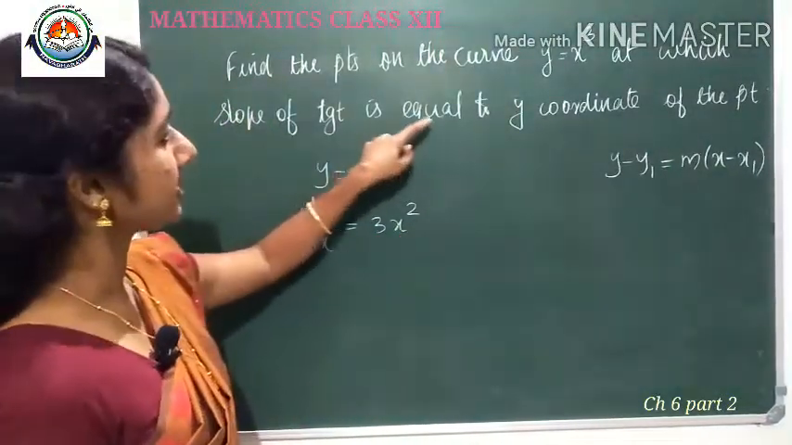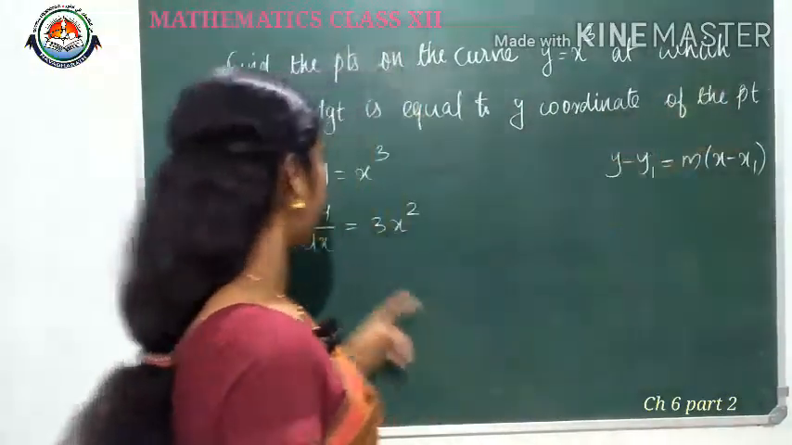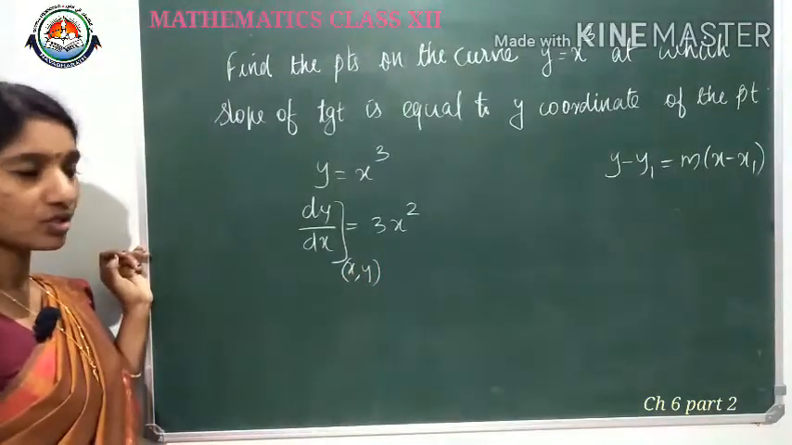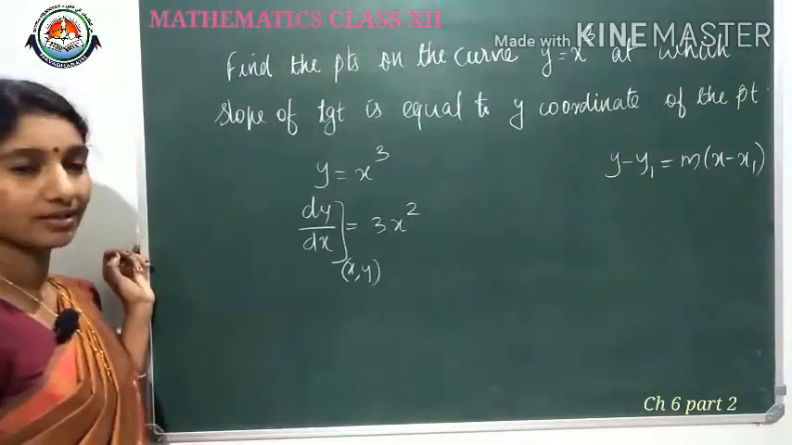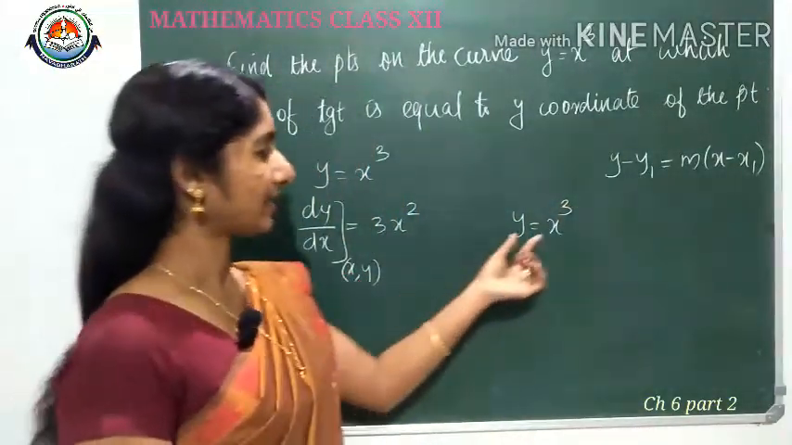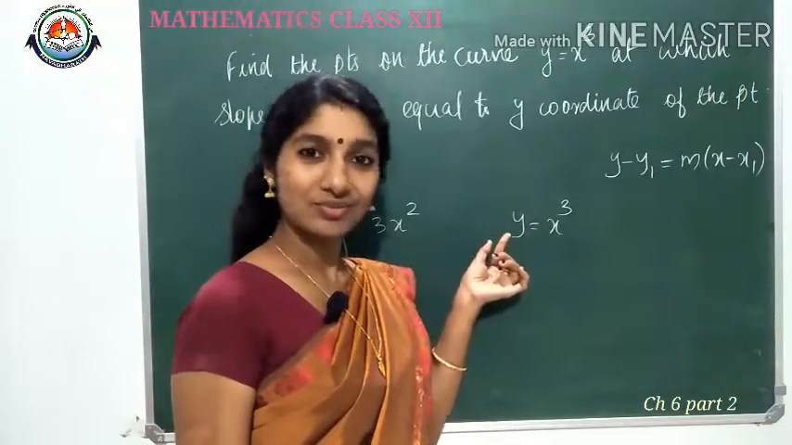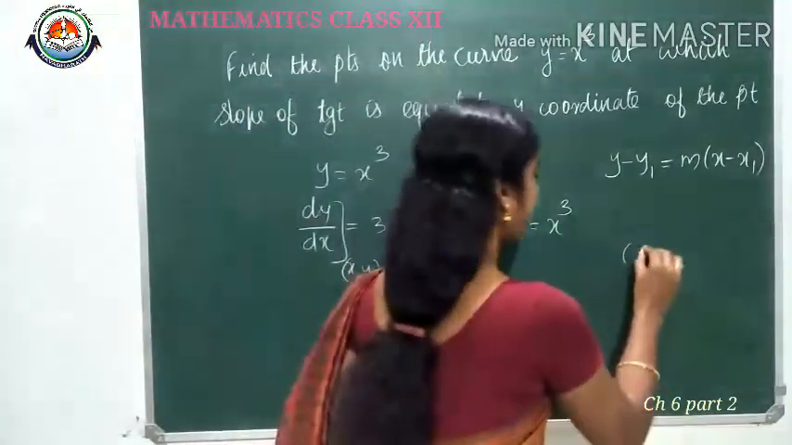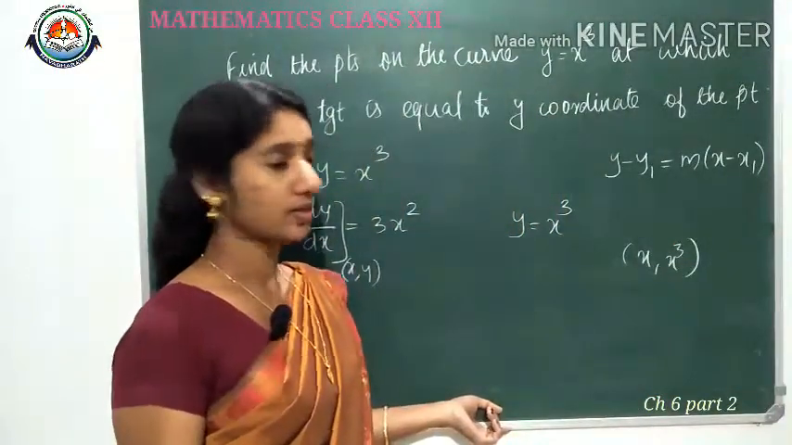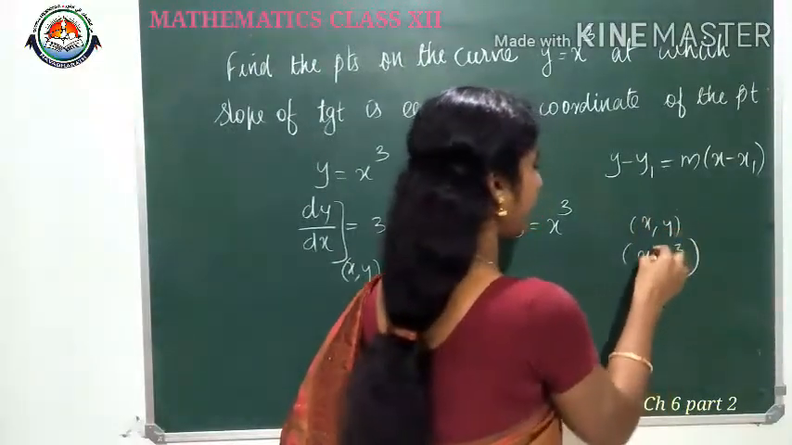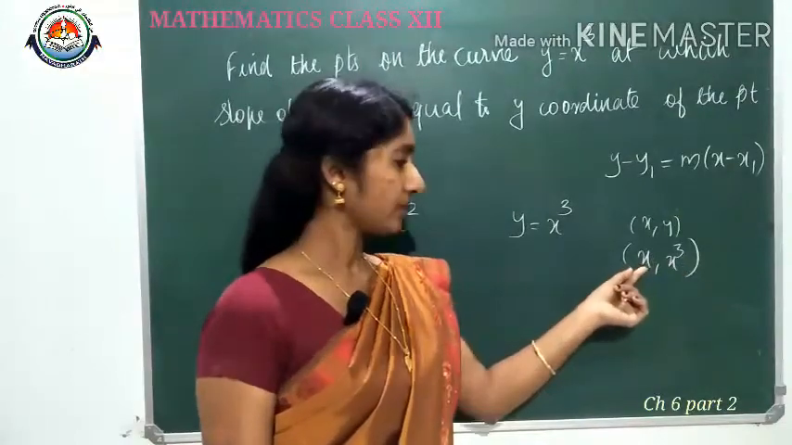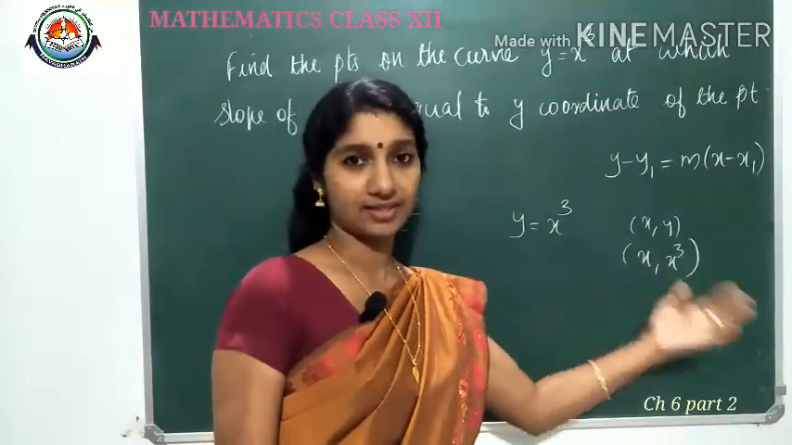The slope of the tangent is equal to the y coordinate of the point. See, this is dy by dx at x, y. So what is the y coordinate of x, y? Y equals x cube is given. So at x comma y, the point is x comma x cube. If x is 1, (1, 1) is the point. If x is 2, (2, 8) is the point. Like this it will come.